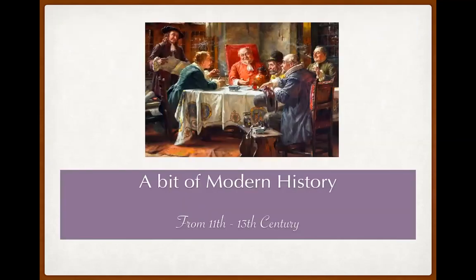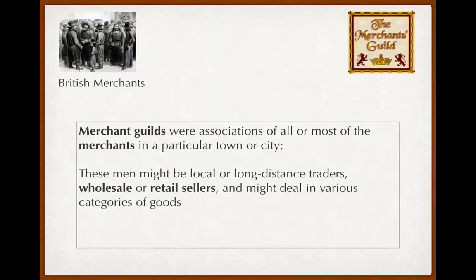Now let's just talk about the modern history. As I said earlier, we're going to talk about what the happenings were between the 11th to 13th century. How did business organizations evolve? Firstly, the main trade in the entire world was concentrated in the British Isles. So they were British merchants.